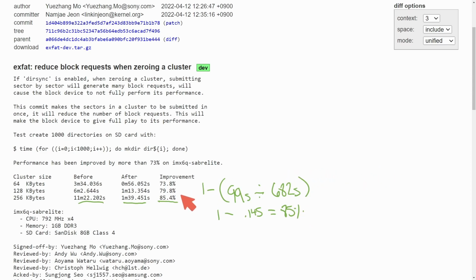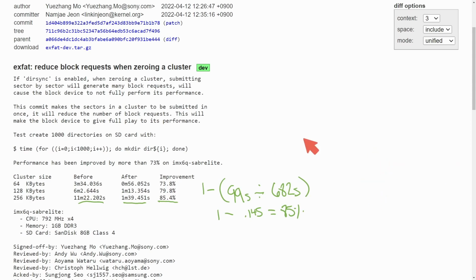A different way of looking at this is, what if we said it used to take 682 seconds before the commit, and now it's taking only 99 seconds to produce those 1,000 directories? Well, that's equivalent to 6.88. If we multiply that by 100, guess what? That's almost a 680% faster time. Quite amazing what they've done here.